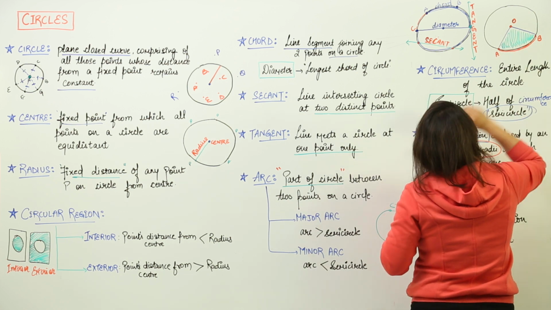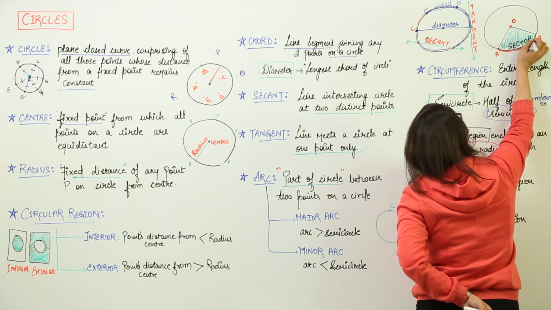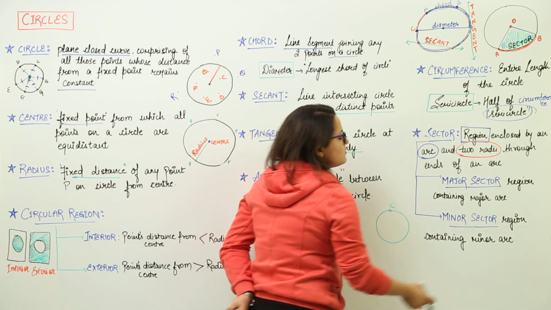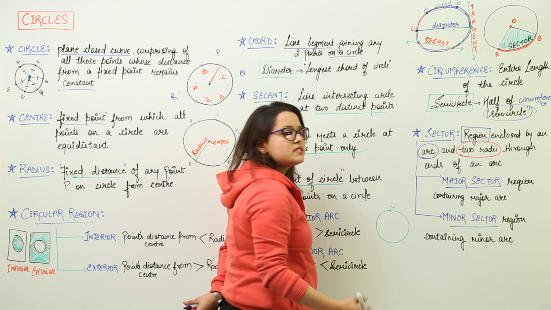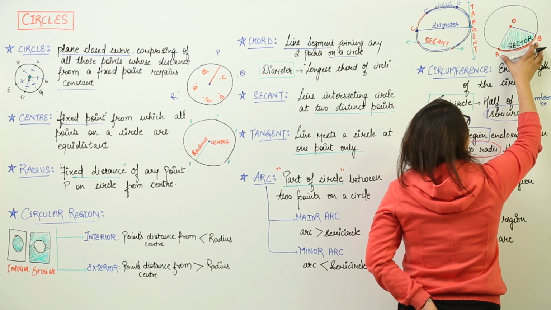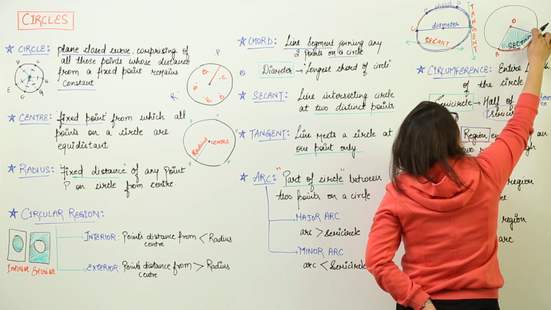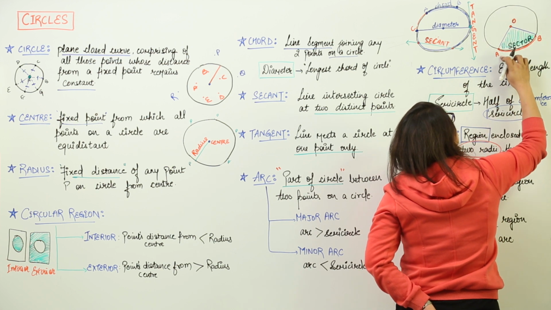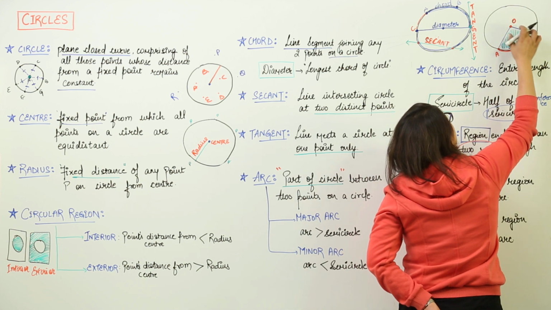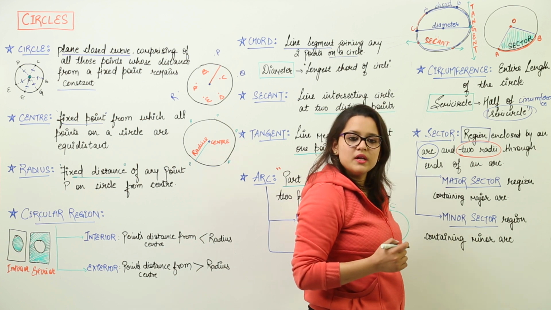So we can write on this sector, and there are two types of sectors possible. One is major and the other is minor. If the region is containing the major arc, the sector will be a major sector. For example, here these 2 points are having another arc behind, that is the black one. So that is the major arc, and this red one is the minor arc. So if the major arc is there and you have the two radii to the ends of the arc, that is representing the major sector.